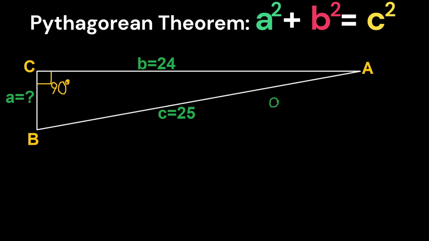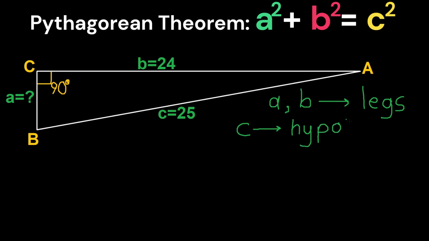In a right angled triangle, the shorter sides, the sides that are not opposite the right angle, are called legs. So, sides A and B here are legs. And side C, that is the longest side, the side opposite the right angle, is called the hypotenuse. So there's a special name for this longest side, which you definitely need to keep in your mind.